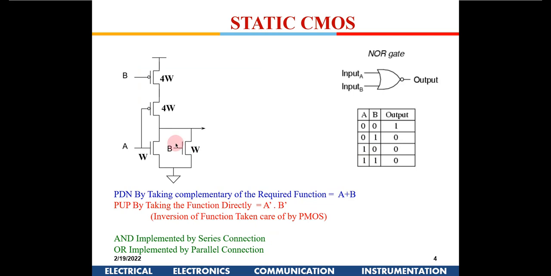Okay. Similarly, here also. For a series connection, the resistance is going to get added up, right? So the resistance is proportional to 1/4W plus 1/4W. So 1/4 plus 1/4 will become 1/2W. So that means this effective width is now 2W, right?